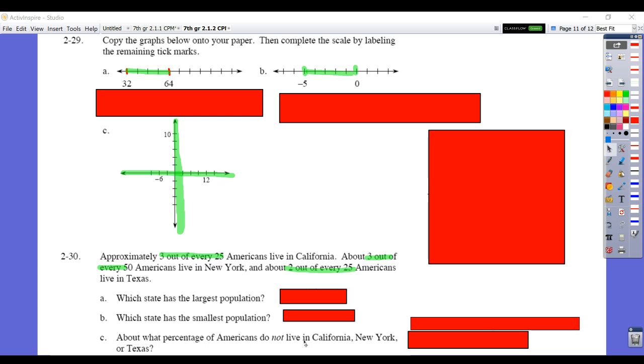Then, about what percentage of Americans do not live in any of those places? Once you've got fractions with common denominators, you could say, okay, what is my total? And that means what portion is not living in any of those states. Once you get that as a fraction, change it into a decimal and a percent. So in other words, 3/25 plus 3/50 plus 2/25, you're going to need a common denominator of 50. Change them to that, add them together. Then that means how many people don't live in any of those places. That'll be a fraction, and again, change it to a decimal, which makes it easier to change to a percentage.